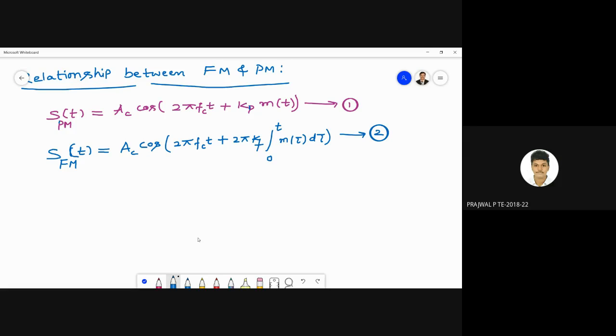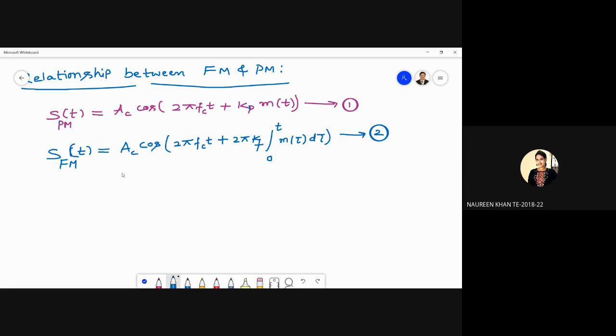What about the 2 pi Kf and Kp? That is constant only. This is the phase sensitivity and this is the frequency sensitivity. It's a constant. So if I replace m of t in equation 1 by the integral from 0 to t of m of tau into d tau, can I say this PM changes into FM? Is it possible to say we can change a phase modulated signal into a frequency modulated signal?